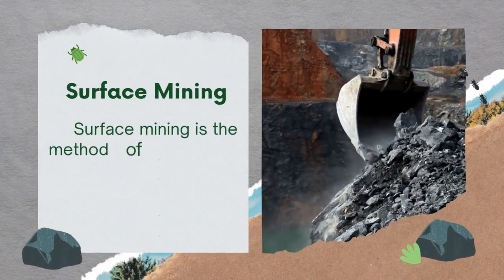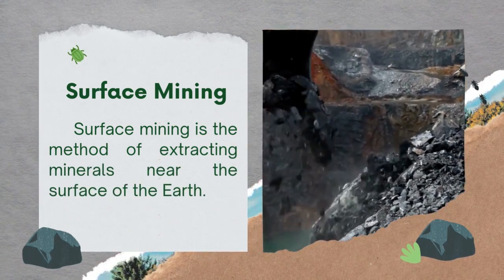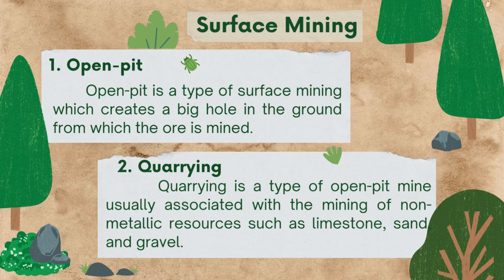Surface mining is the method of extracting minerals near the surface of the earth. The different types of surface mining include 1. Open pit, a type of surface mining which creates a big hole in the ground from which the ore is mined. 2. Quarrying, a type of open pit mine usually associated with the mining of non-metallic resources such as limestone, sand, and gravel.